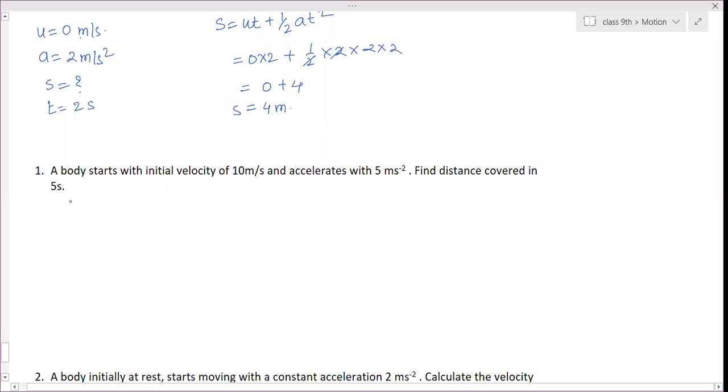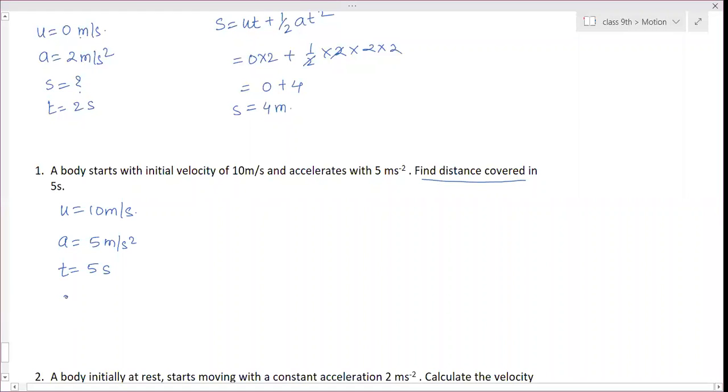Ma'am, U equals 10 meter per second. Acceleration equals 5 meter per second square. And time is 5 seconds. Ma'am, so the first formula, what we have to use to find out? Ma'am, final velocity. No. Find the distance covered only.